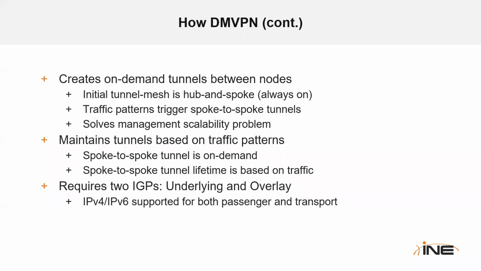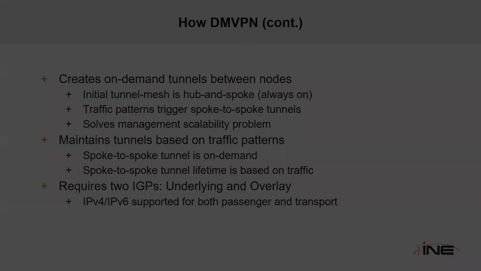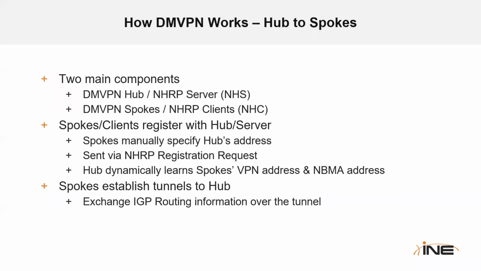So we could run IPv4 DMVPN, we could run IPv6 DMVPN, or we could run a combination of both of them at the same time. Okay, now how DMVPN works from the hub to the spokes, we have two main components. The DMVPN hub, which is going to be the next hop resolution protocol server, or what we call the NHS, and the DMVPN spokes, which are going to be the next hop resolution clients, or the NHCs.